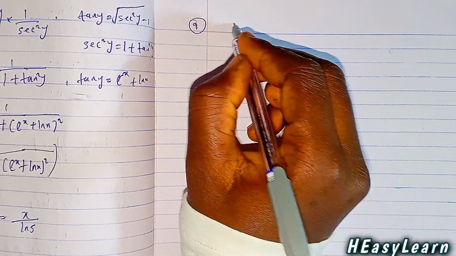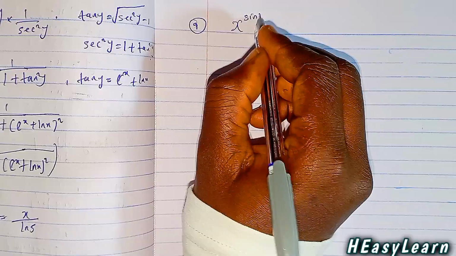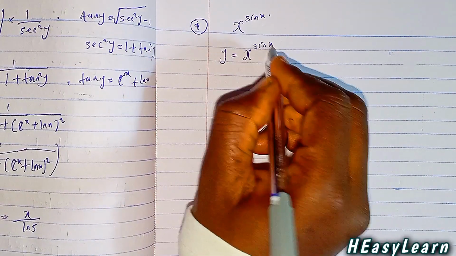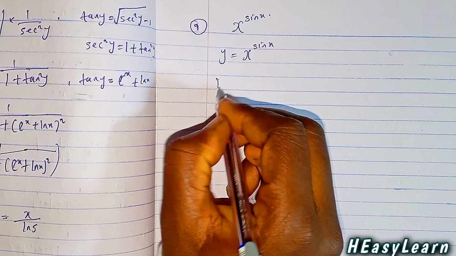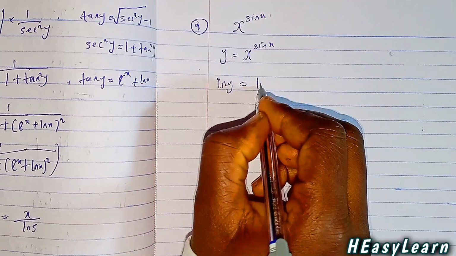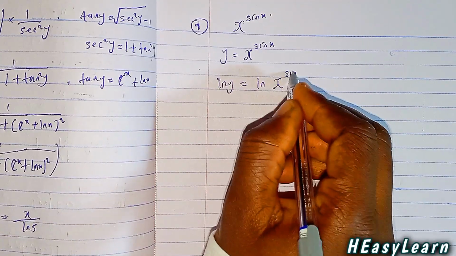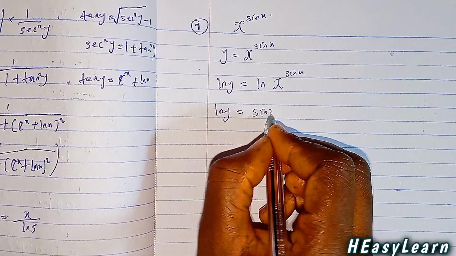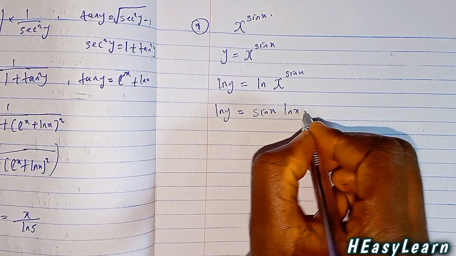What is the derivative of the function x to the power of sine x? Let y equal x to the power of sine x. Take ln of both sides. ln y equals ln x to the power of sine x. This is the same thing as ln y equals sine x ln x.